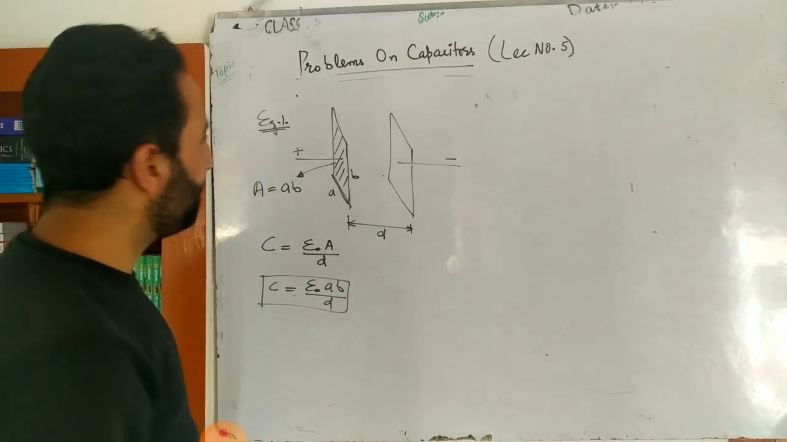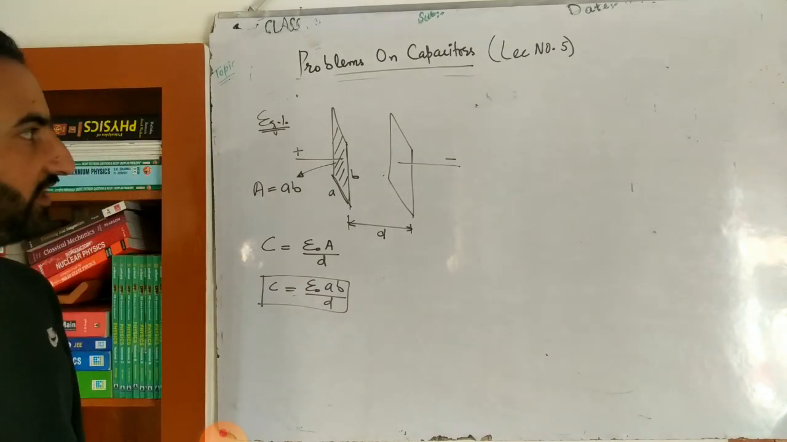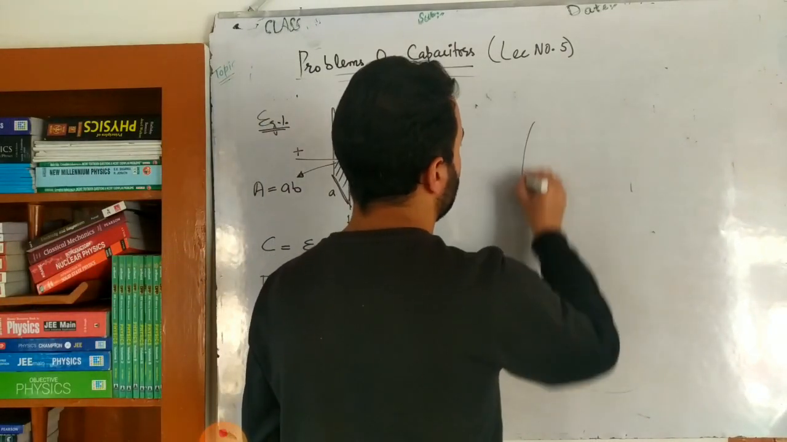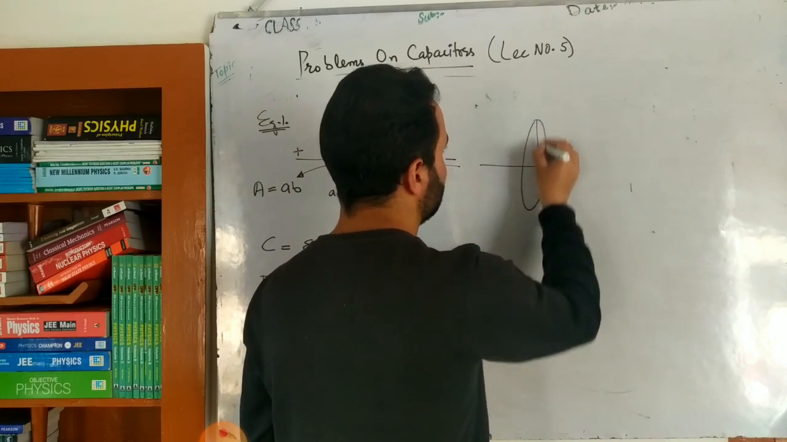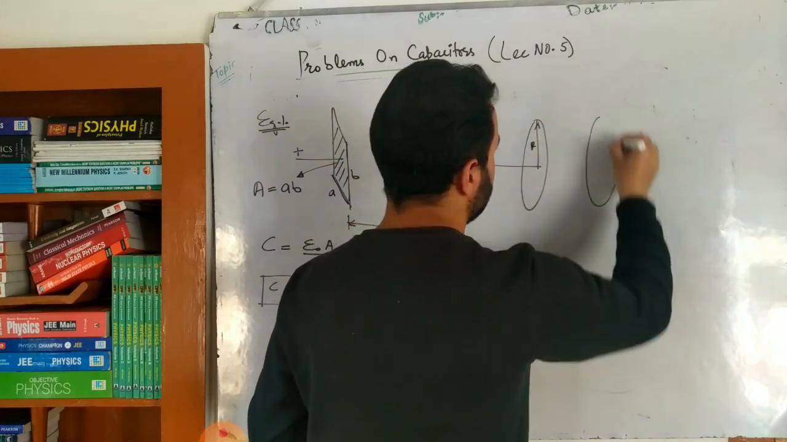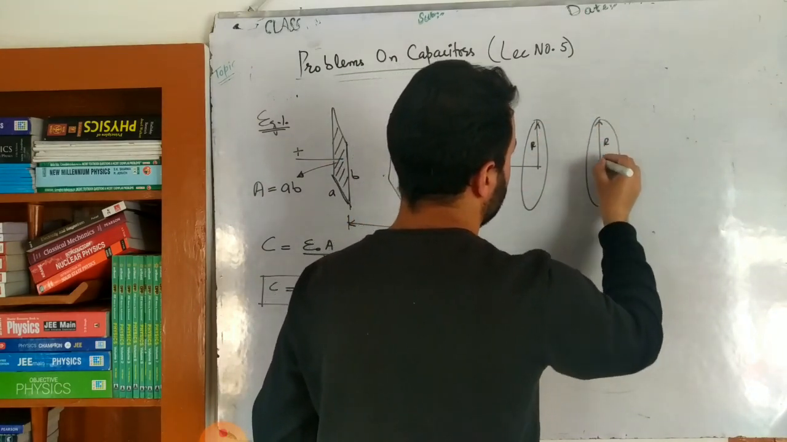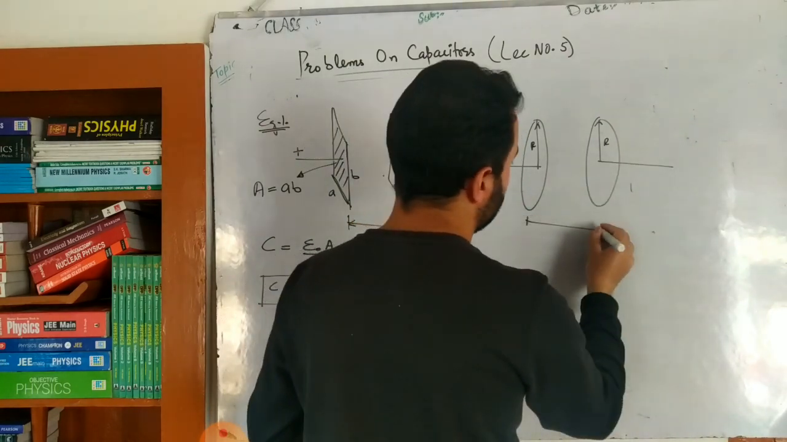It is not necessary that these plates are rectangular. They can be circular plates as well. Like this, for example, we have two circular discs. This one disc has radius capital R, and this other disc also has radius capital R. The separation between them is equal to D.